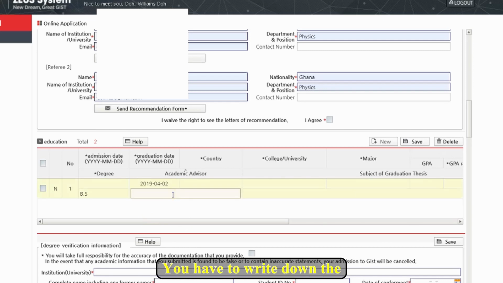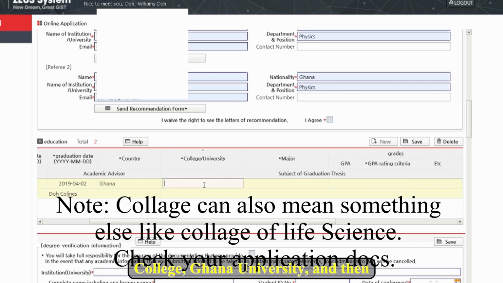And then academic advisor, you have to write down the name of your academic advisor. So it should be one of the persons who is either supervising you, so you have to write down their name. Next one is the college. Next one is the country. Next one is the college. College, Ghana University. And then subject of your thesis, atomic matter.